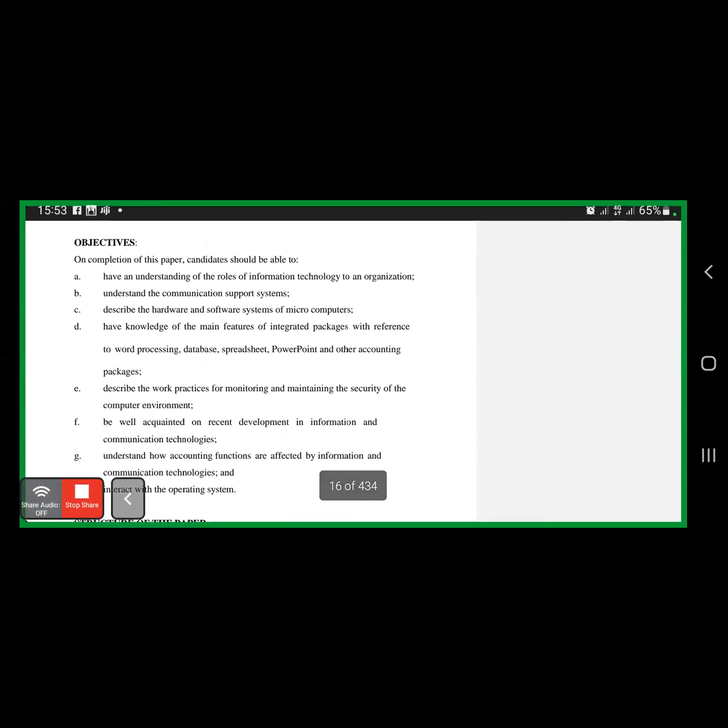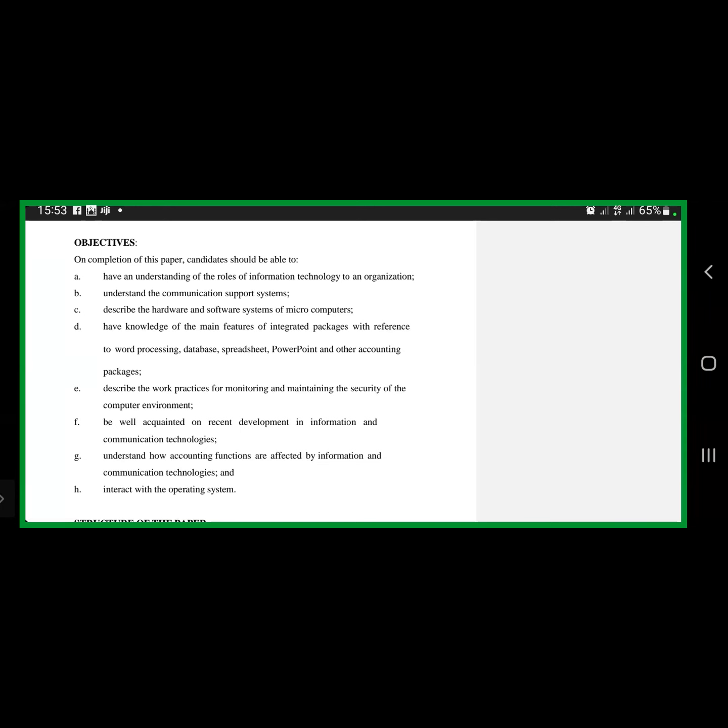So let's continue. Describe the work practices for monitoring and maintaining security of the computer environment. I'm sure the word cybersecurity is not new to you. There are different security issues today on the internet. One of them is cyberbullying. If you are hearing that for the first time, no problem. We're going to be discussing them in this class also.